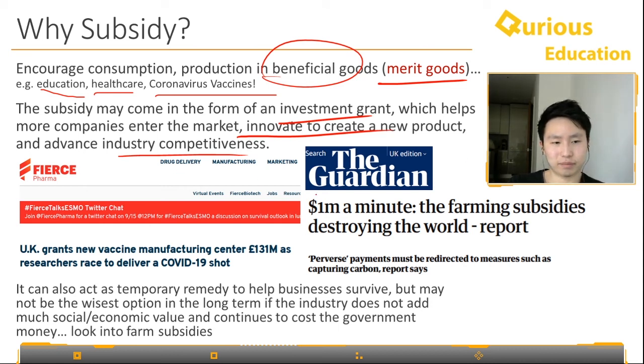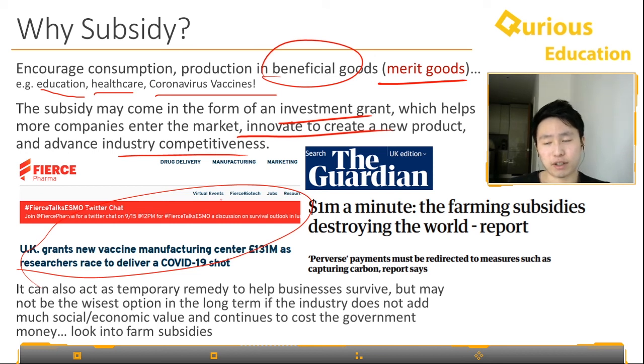There is of course a rush to create the coronavirus vaccine, not just because it saves a lot of lives, but also the country that creates the vaccine will be able to export it to other countries, right? So as a result, they would have an advantage politically and also economically, the country that actually produces the vaccine first.